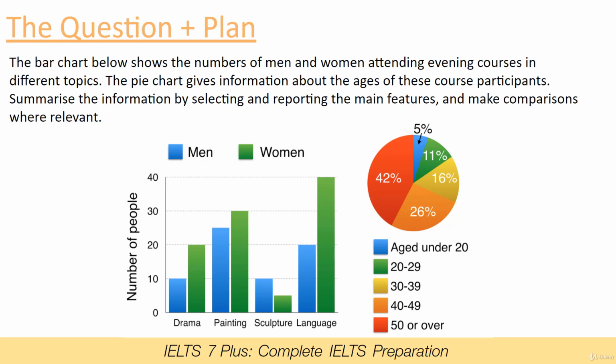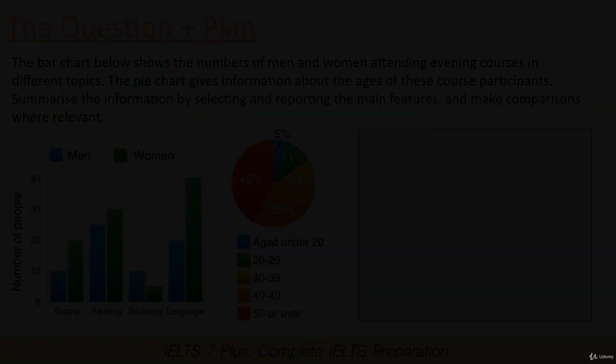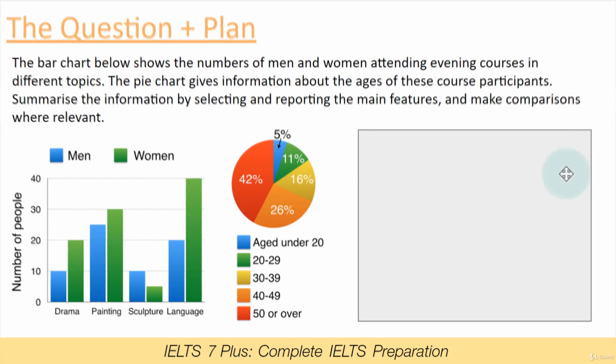So 2 pieces of visual information here in a bar chart and a pie chart. I'm beginning to think about grouping. I'm beginning to analyze the data a bit so that I understand what I'm seeing. What's the big picture? What sort of things can I specifically describe? So let's go on to our plan now.